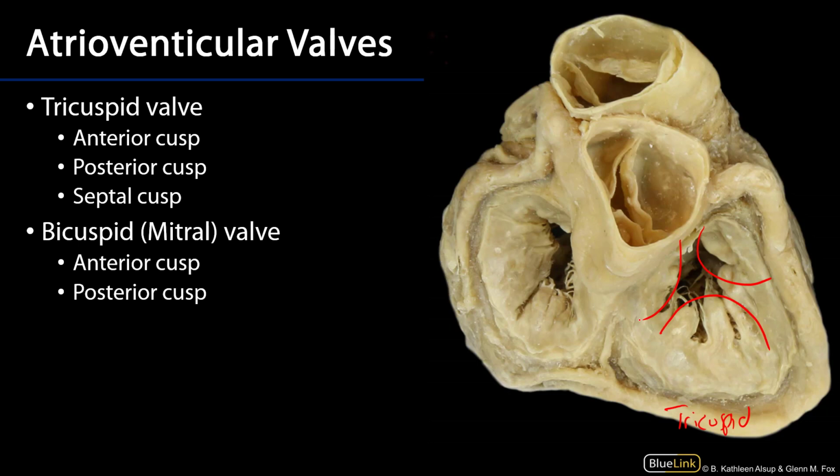Most of the action of this valve occurs with the anterior and the posterior cusps, and there's very little, if any, movement from the septal cusp. Now the bicuspid or mitral valve separates the left atrium from the left ventricle, and we can see that there is an anterior cusp and a posterior cusp.